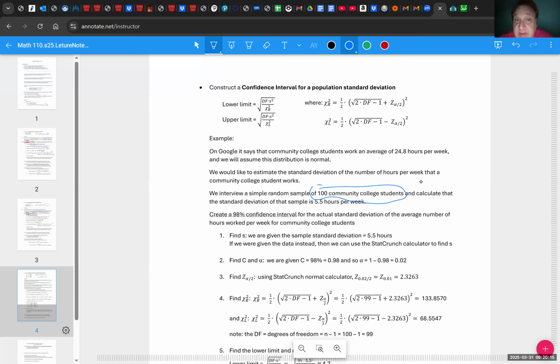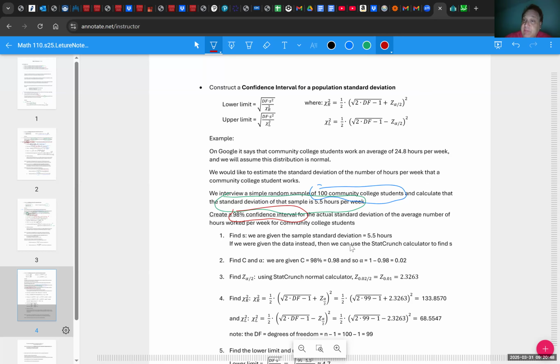And we ask them, you know, how many hours per week do you normally work? We take all of that data and we compute the sample standard deviation. The standard deviation of the sample is 5.5 hours per week. And our goal here is to create a 98% confidence interval for the actual standard deviation of the number of hours worked per week for community college students.